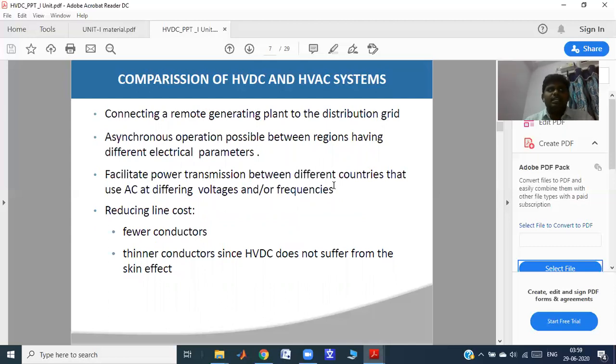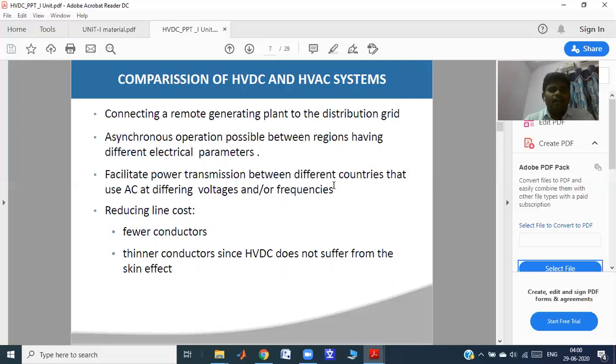Generating stations are located at remote areas where coal mines are available, in rural areas or remote places. It connects the generating stations in remote areas to the distribution grid. Distribution grid means load centers. Asynchronous operation is also possible between regions having different electrical parameters, as in DC transmission frequency is absent. It also facilitates power transmission between different countries that use AC at different voltages and frequencies. That is possible in DC transmission only, because frequency is absent.